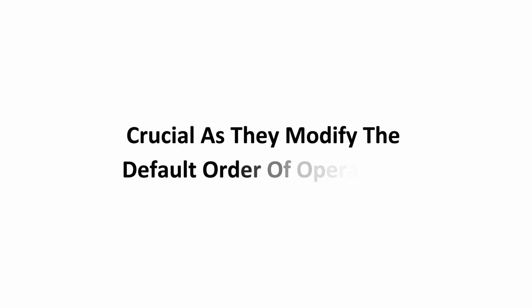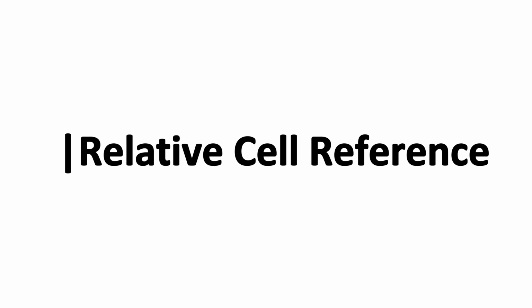Parentheses are crucial as they modify the default order of operations. Just like in a sentence, changing punctuation can alter the meaning. In Excel, altering parentheses can significantly impact the result of calculations. Cells are the building blocks holding essential data. Let's unveil how cell references in Excel can help us work smarter.